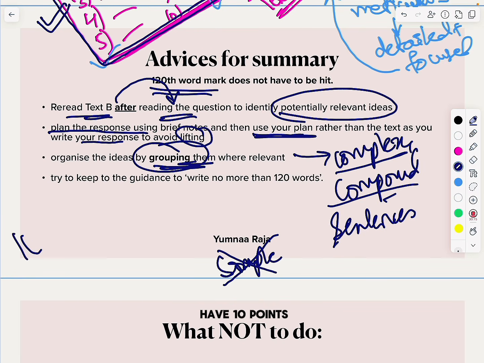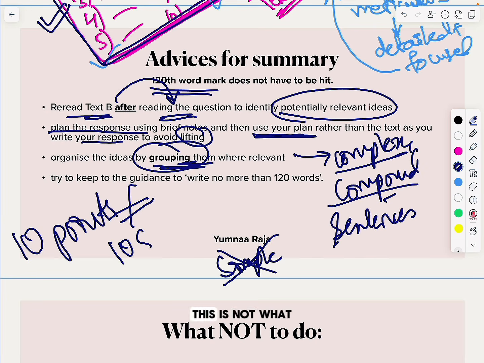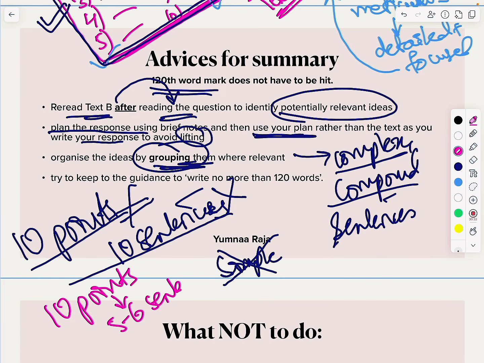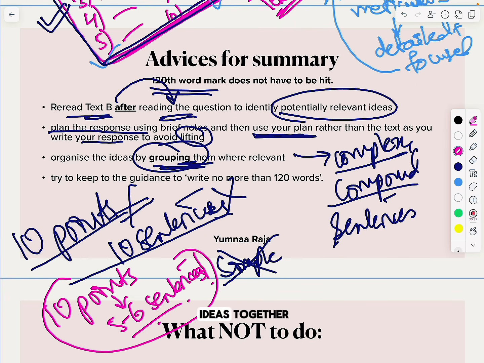If I have 10 points, then they are not going to be equal to 10 sentences. This is not what we want. What do we want then? We actually want that if I have 10 points, I end up having 5 to 6 sentences. How am I going to ensure that this happens? I'm going to group ideas together. I'm going to merge relevant ideas together. So this is how to ensure that you end up writing a very nice summary.